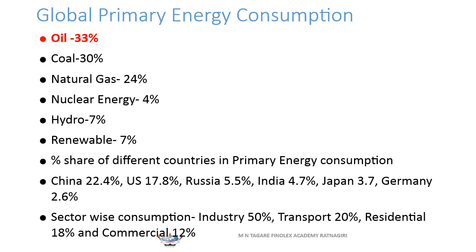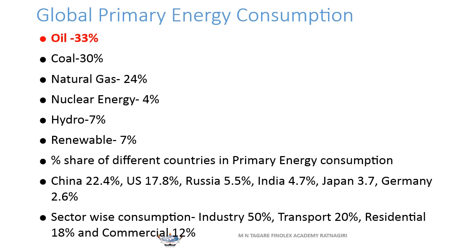So this is what the energy consumption and their share fuel wise. Now if we consider the percentage of different countries in primary energy consumption, we'll find China is leading with 22.4. So here you will understand the relation between the GDP or economy and the energy consumption. Higher and higher is the energy consumption, more and more strong will be the economy.